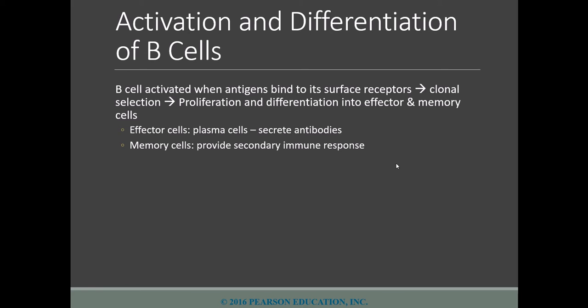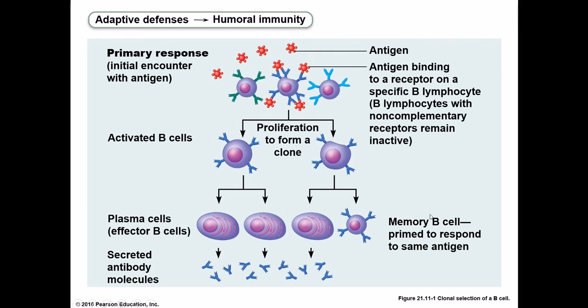And then some of the B cells will become memory cells, and those memory cells are responsible for giving us a secondary immune response if we see that specific antigen again. So let's look at what that looks like in a figure. We're going to look at the primary response first. That's what this whole figure is looking at. So here's our little antigen. You can see here is the antigen binding to the specific receptors for this specific type of antigen.